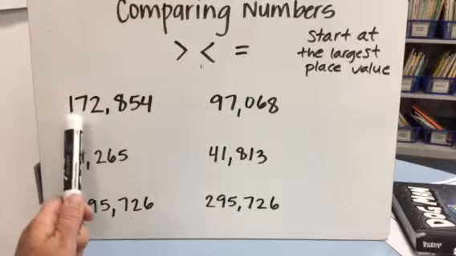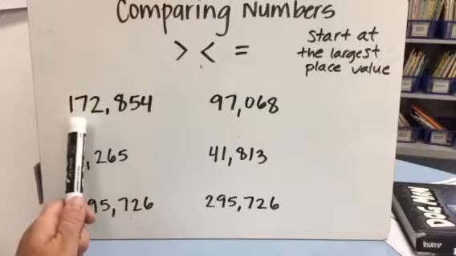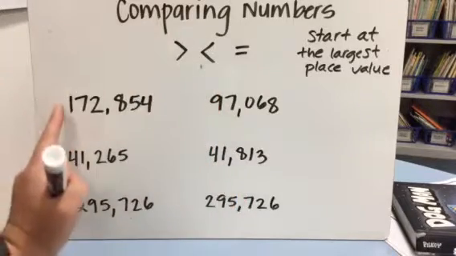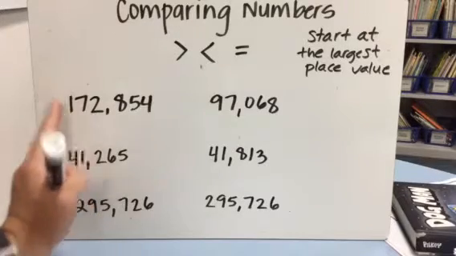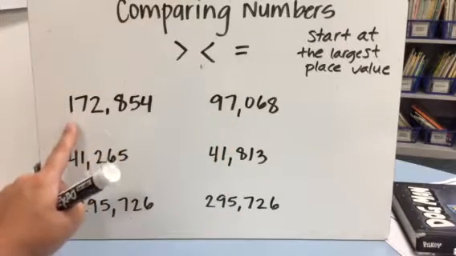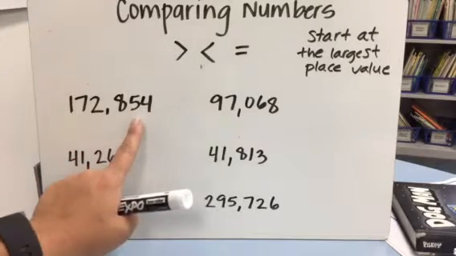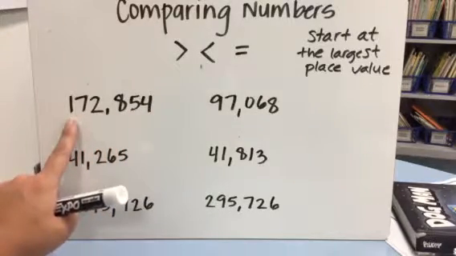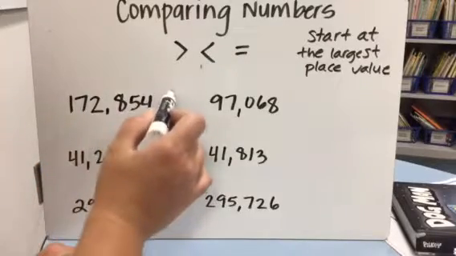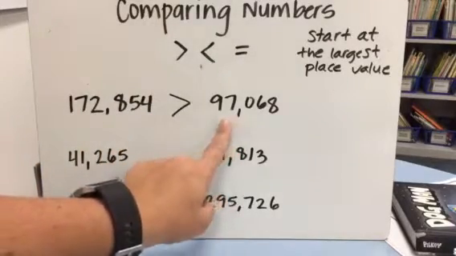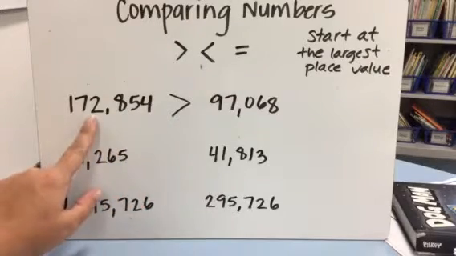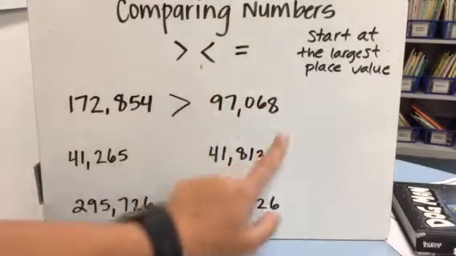Anytime that you have a digit, and it doesn't matter what digit it is, in a higher place value, that number is automatically larger because this number doesn't have enough 10,000s to make a 100,000, whereas this number has enough 10,000s to make a 100,000. So this number automatically is greater than this number because it has a digit in a higher place value. It goes all the way from ones to tens to hundreds, thousands, 10,000s, 100,000s, whereas this one only goes up to 10,000s. So 172,854 is greater than 97,068. The way I remember the symbols is that the greater part of the symbol is going towards the greater number, and the smaller part is going to the lesser number.